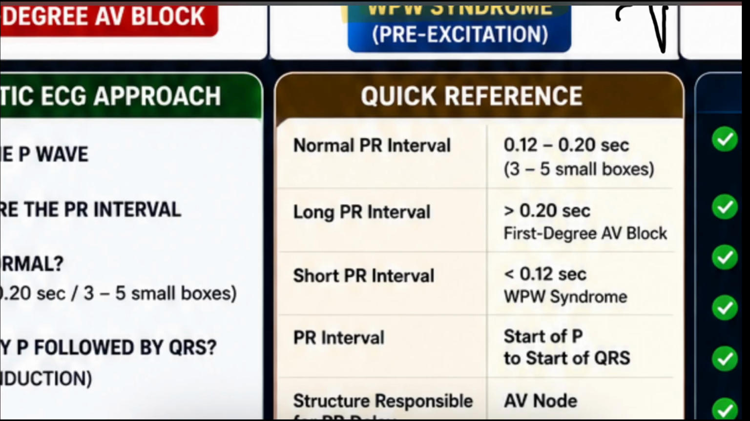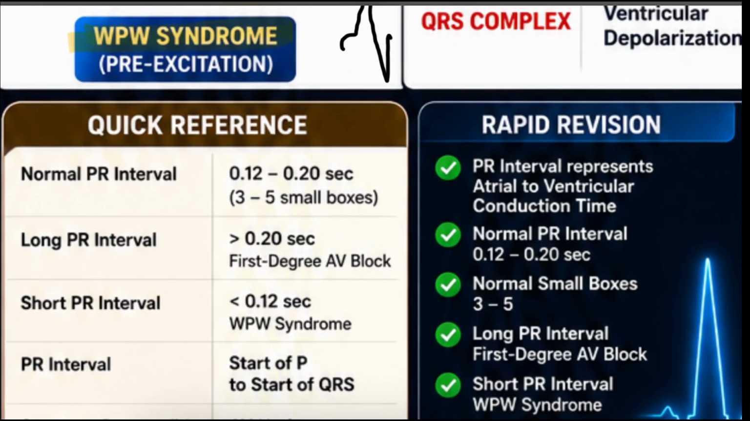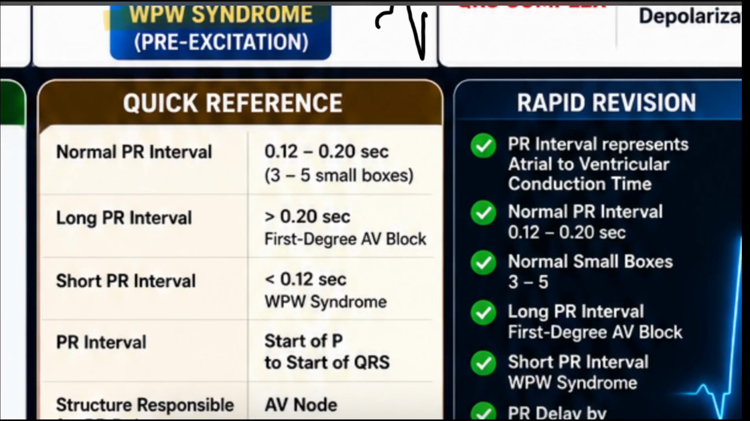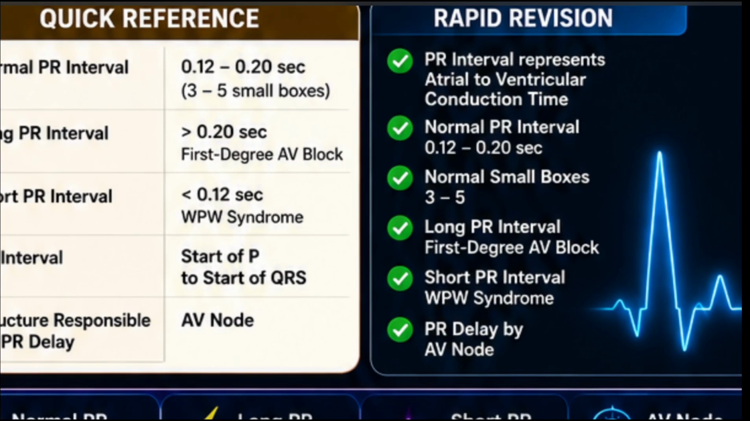I'm asking some questions based on this lecture. What are the things we discussed? If you understand this topic, you can give me a reply in the comment section. First one, what does the PR interval represent? And the normal PR interval, how many boxes and how many seconds? And what is a long PR interval, and what pathological condition can you see with a short PR interval, and which structure causes the PR interval delay?